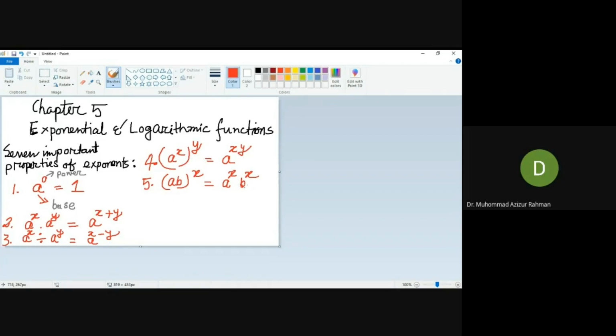Similarly, if we have a by b to the power x, actually we can separate it: a to the power x over b to the power x. Properties 5 and 6, we are separating the powers.